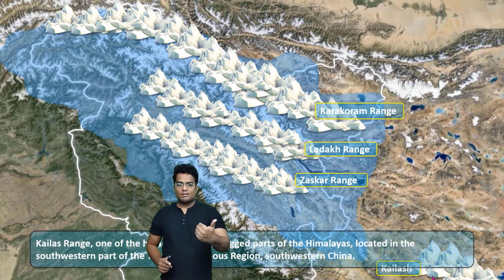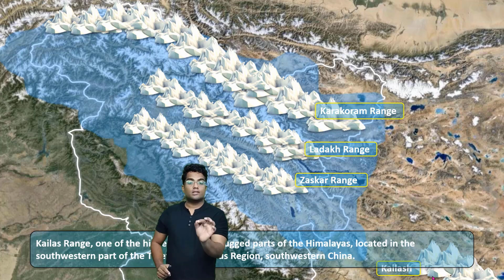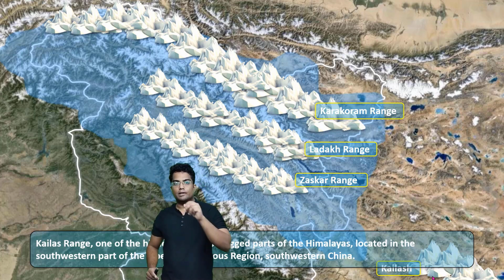Now remember this, the Kailash range is essentially located in Tibet. The Kailash range is not part of India. It is located in Tibet, which is now known as China. China has conquered, annexed, or invaded Tibet. So we have the Karakoram range, parts of which lie in India. Then we have the Ladakh range, parts of it lie in India. The Zaskar range, also parts of it lie in India. However, the Kailash range is located entirely in Tibet.